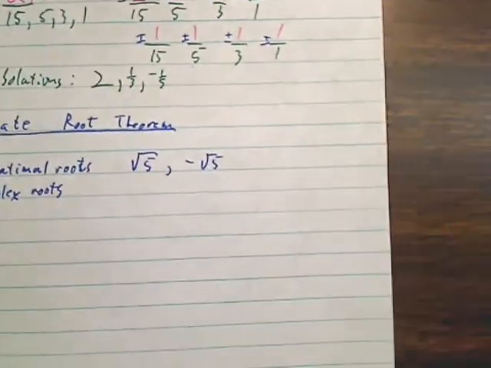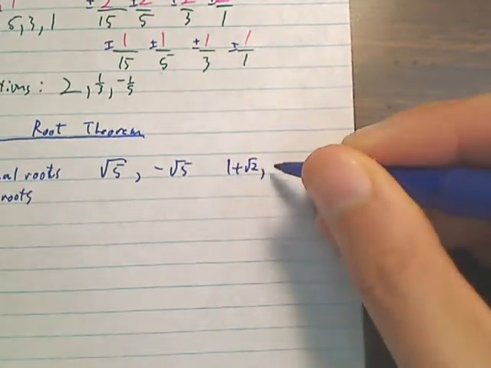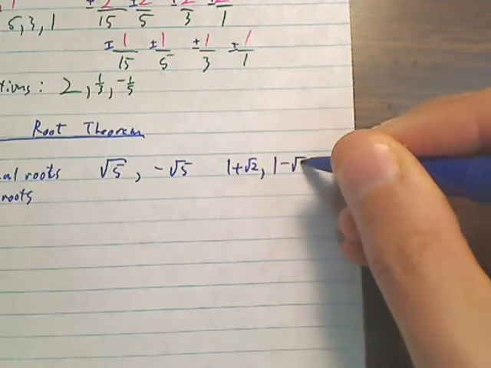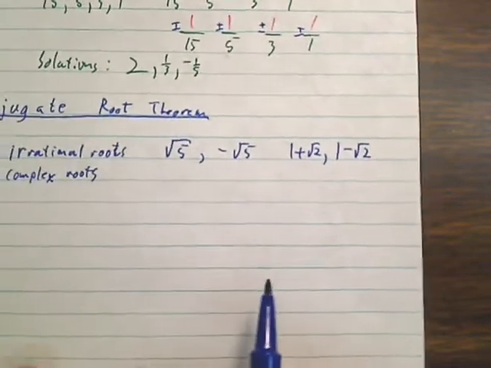Okay? And if you have a root of 1 plus square root of 2, you have to have another root of 1 minus the square root of 2. Okay, those have to come in pairs. So for complex roots, it's the same thing.